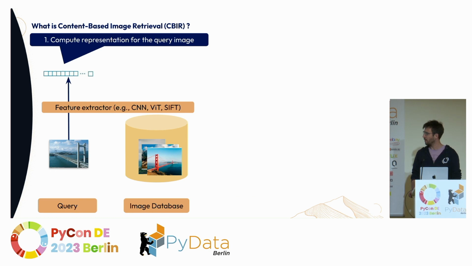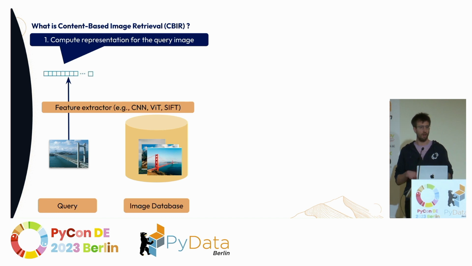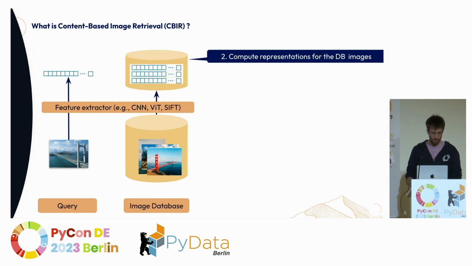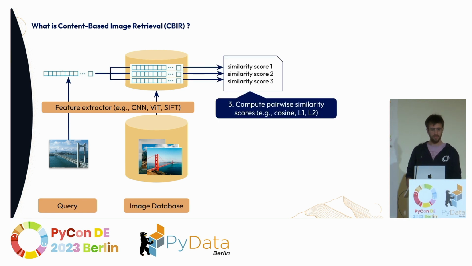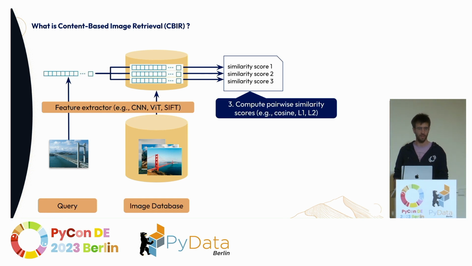The idea is that we rely on a feature extractor, which is a model which can be a neural network or something else, actually. What it does is that it extracts from an image a representation, that is a vector, that describes the image. So we use the feature extractor to extract a representation from the query and all the images of the database. So we have a large number of image representations from the database. And the idea is to compute similarity scores between those representations.